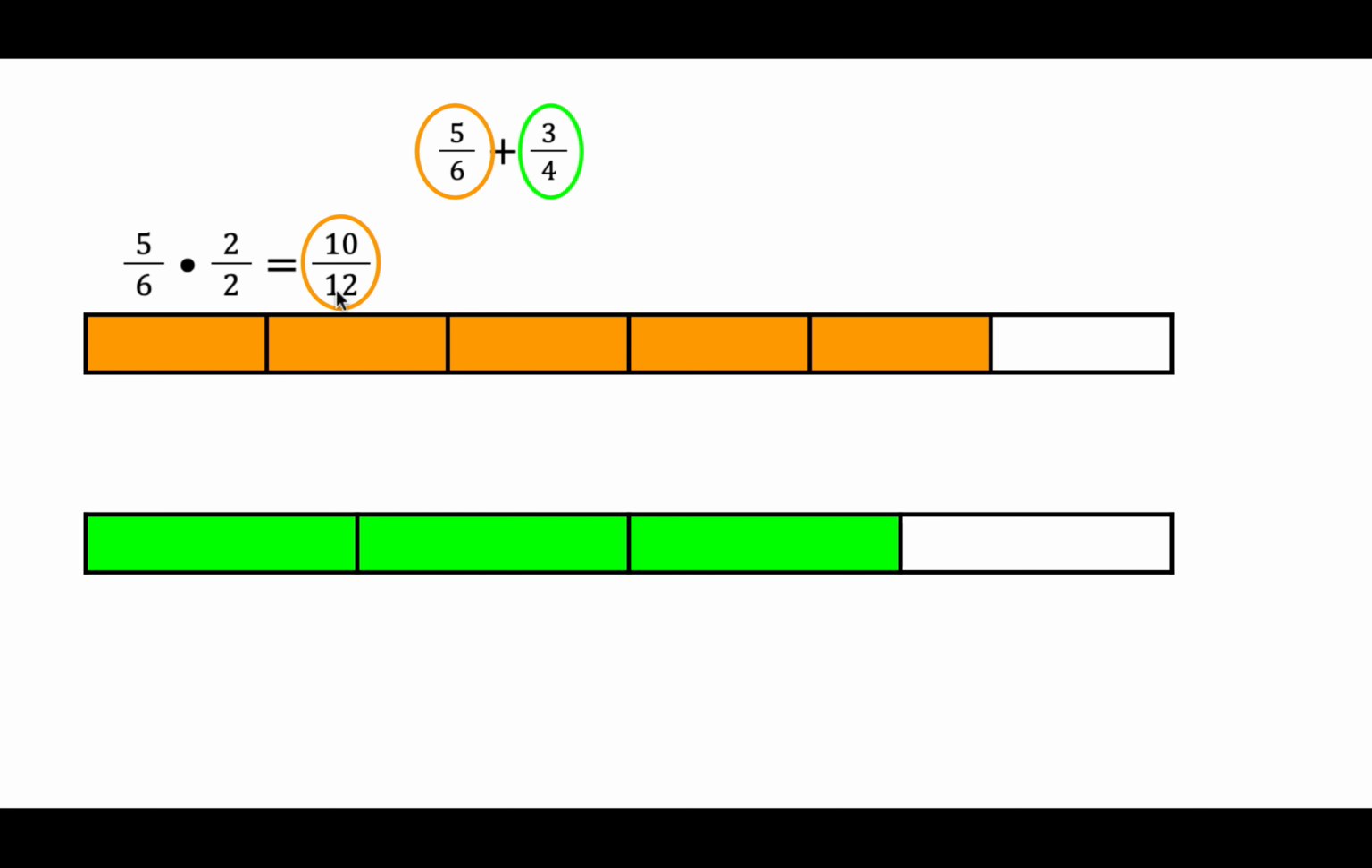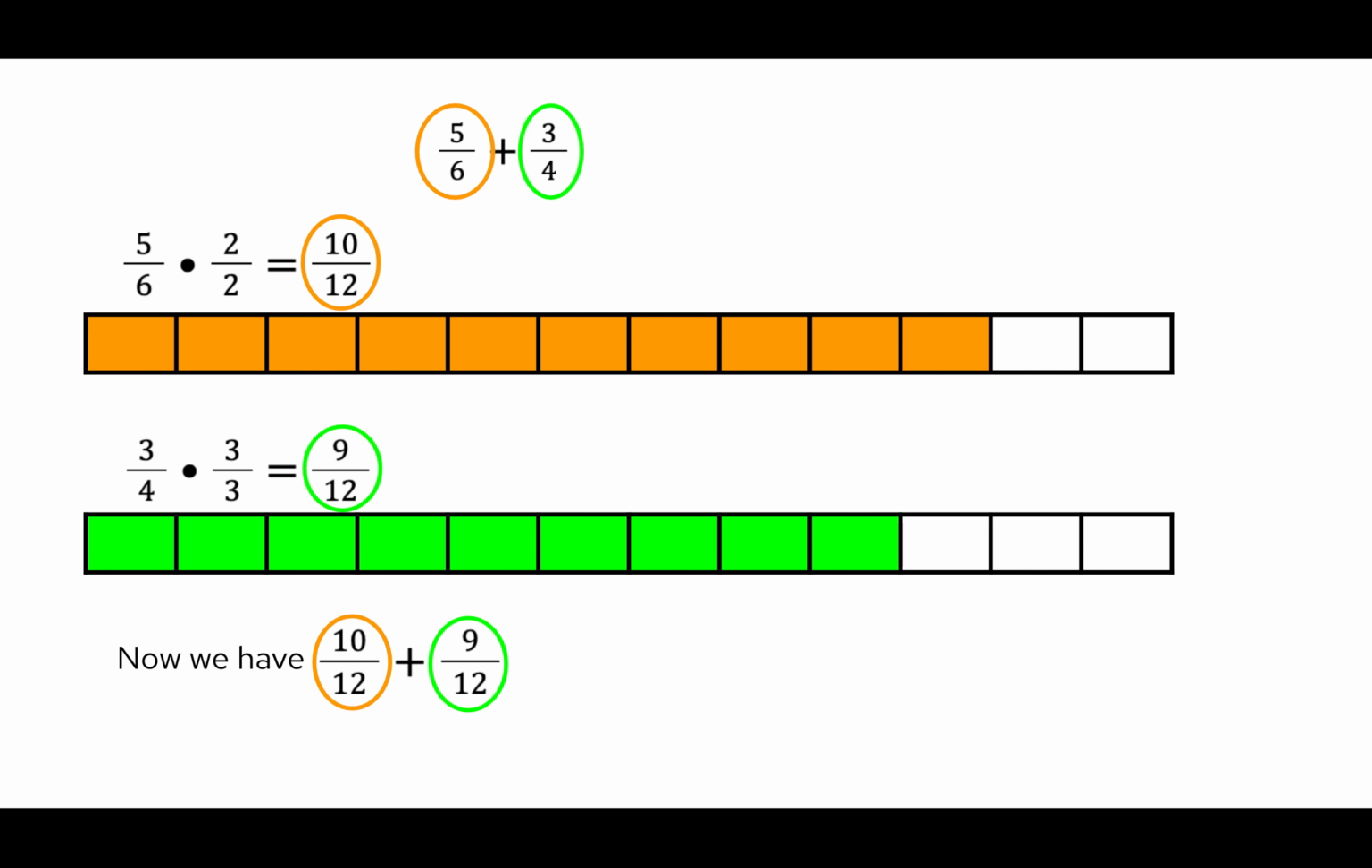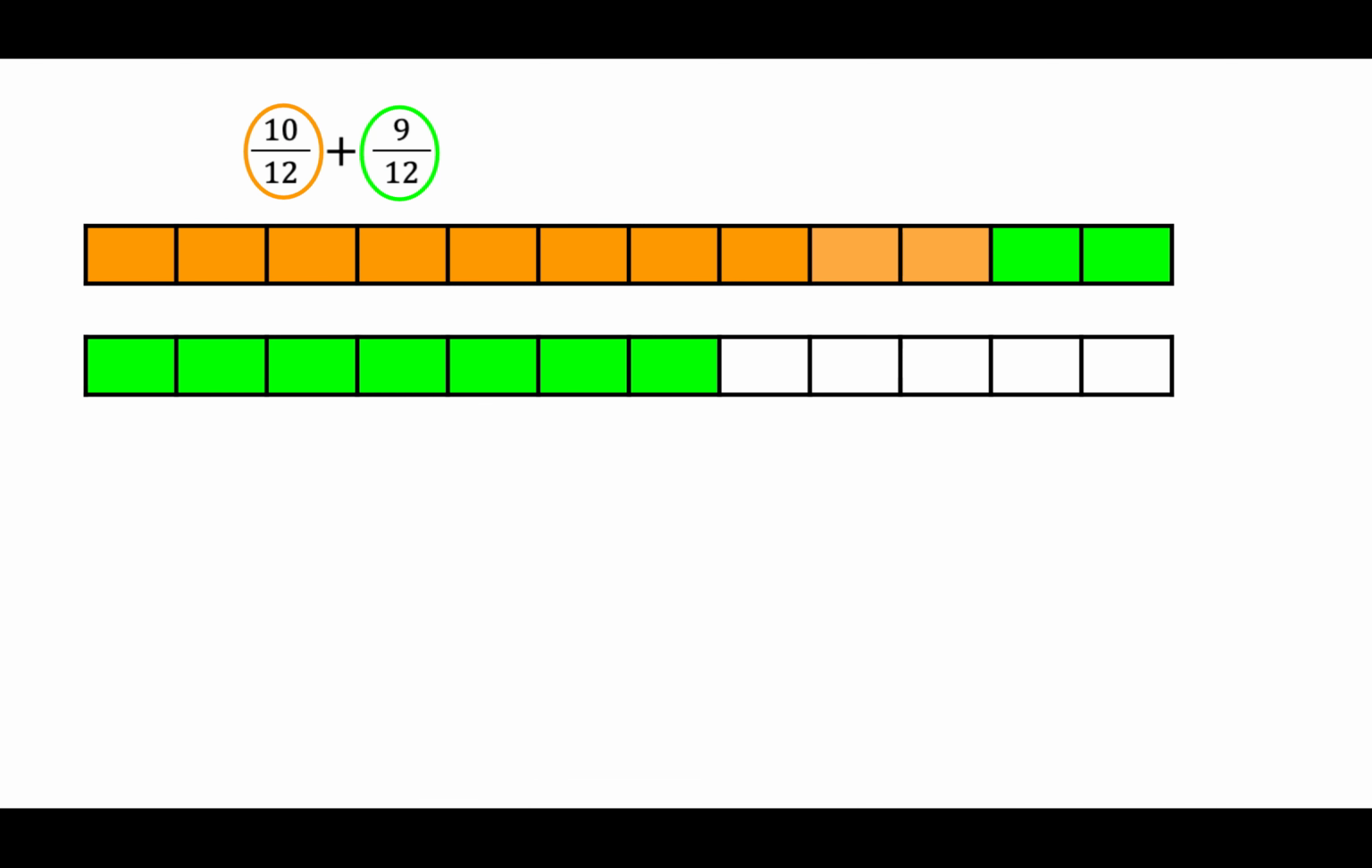So 5/6 is equivalent to 10/12. So I color in 10 out of the 12 pieces. 3/4 is equivalent to 9/12. So I color in 9 out of the 12 pieces. Notice that all of these are now lining up. So we have the common denominator. So I have 10/12 plus 9/12. So we're going to add those together.